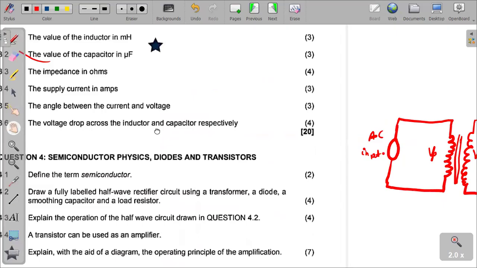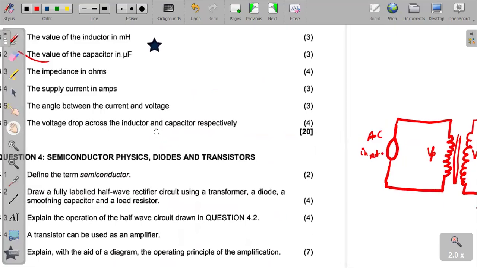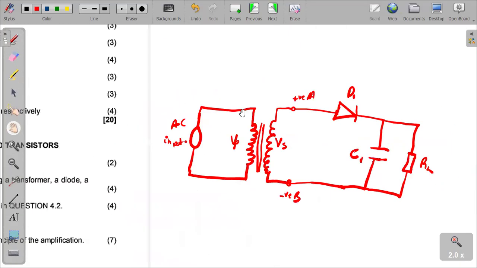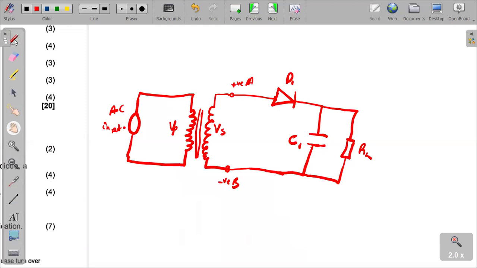Explanation: they say, explain the operation of the half-wave circuit drawn in question 4.2. So I want to explain how that circuit operates, right? So you are to indicate this: during the positive half cycle, when A, this point here, is positive with respect to B, diode D1 is forward biased and current flows, charging the capacitor to VM, the supply voltage, VM, right?